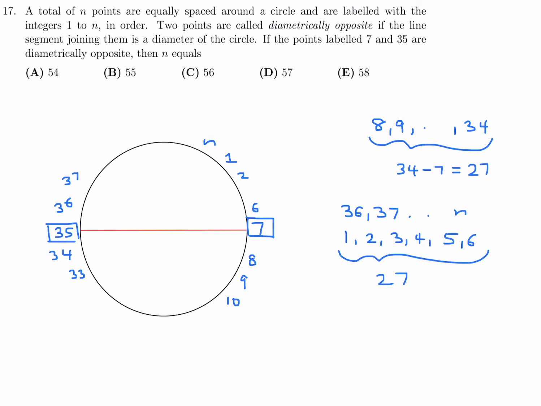Okay, well, this is 6 numbers, so that means of these numbers, there's 21 of them. So 36, 37, dot, dot, dot, until n, there's 21 of those numbers. So that means n minus 35 is equal to 21, and therefore n is equal to 56. Number 17, the answer is C.